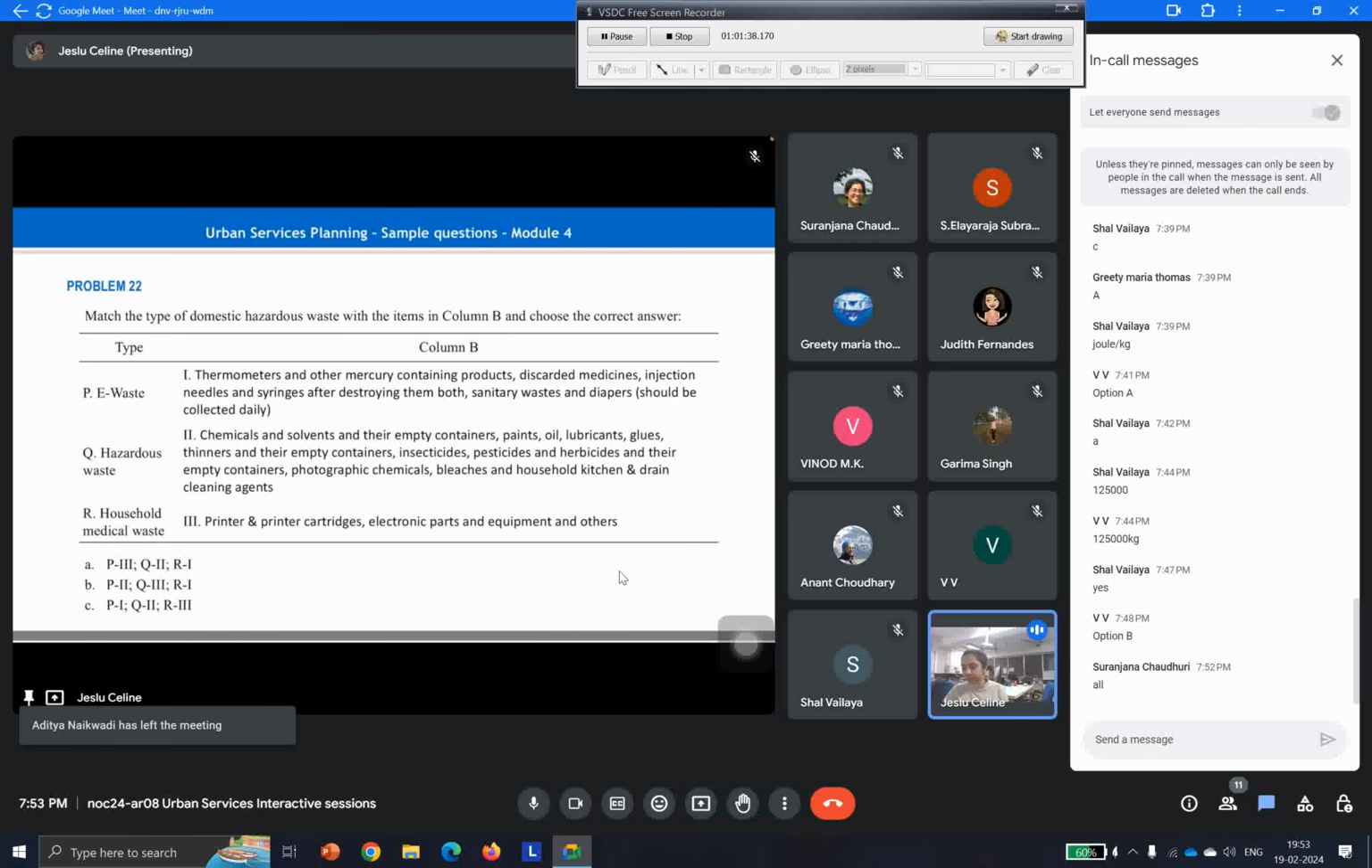Right. So let's go to the next question. Match the type of domestic hazardous waste with the items in column B and choose the correct answer. So we have e-waste, hazardous waste, and household waste. So e-waste, is it one, two, or three? Three, yeah. So e-waste is printer cartridges, electronic parts like computers, monitors, keyboards, phones, gadgets, any gadget comes under e-waste. So that's correct. Now hazardous waste.